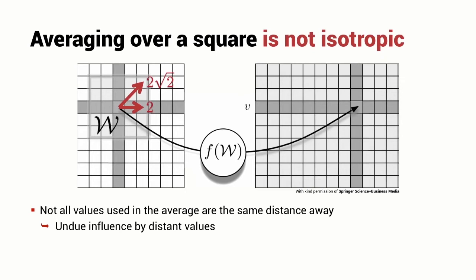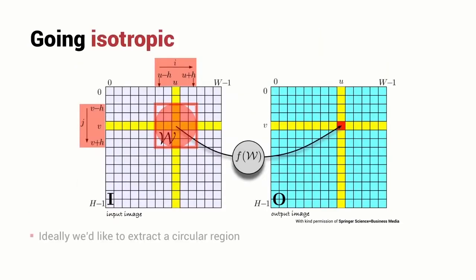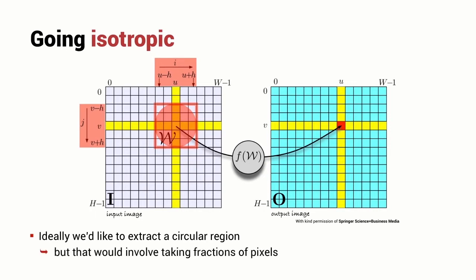It's not symmetrical. Ideally, what we would like to do is to extract a circular region of pixels. We'd like to take all of the pixels that fall underneath this circular disk. But the problem with this is that the disk doesn't fully cover all of the pixels. Some of the pixels around the edge, particularly the ones in the corner, are only partially covered by the disk. So that involves us taking a fraction of a pixel. Let's look at a way that we can do this.